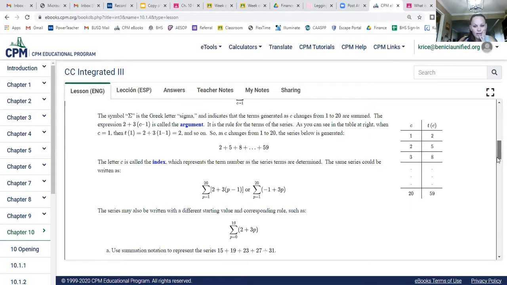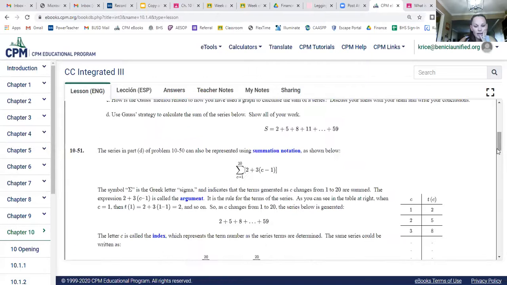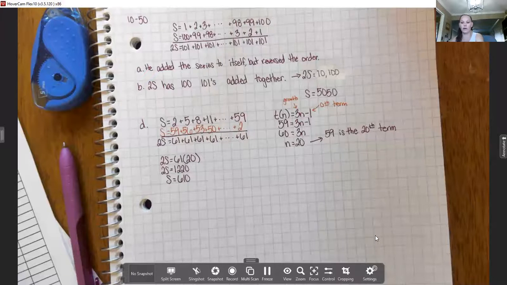So let's go ahead, and I think I want to take notes on this before we try this problem. So we're going to title these summation notation, and then we'll come back and answer those couple parts.